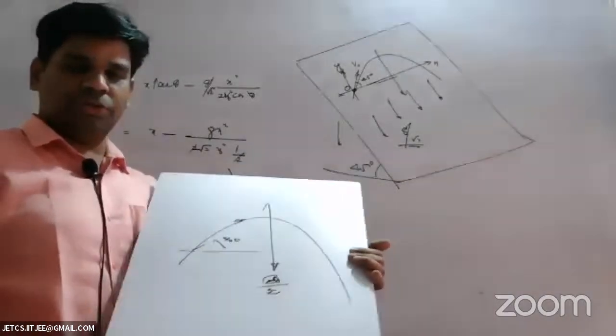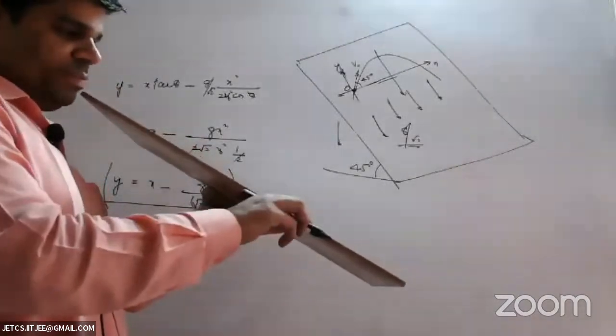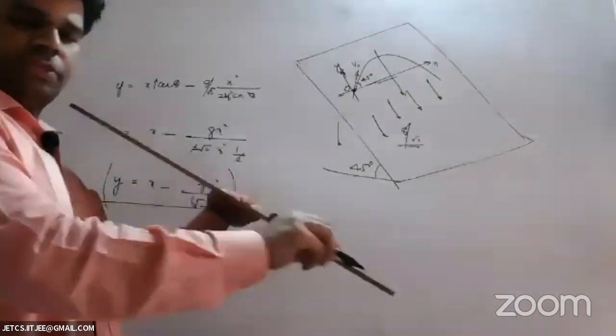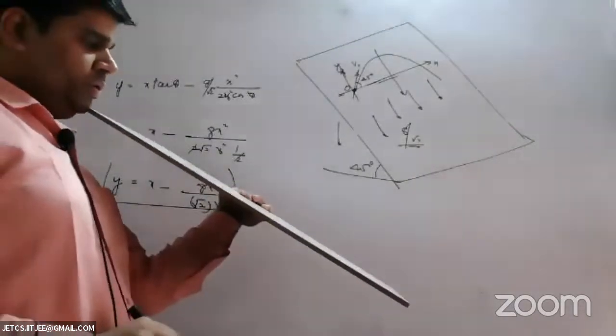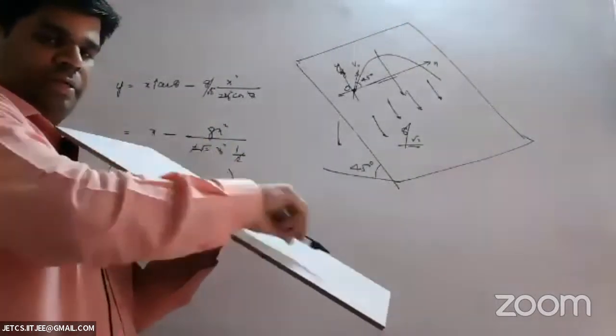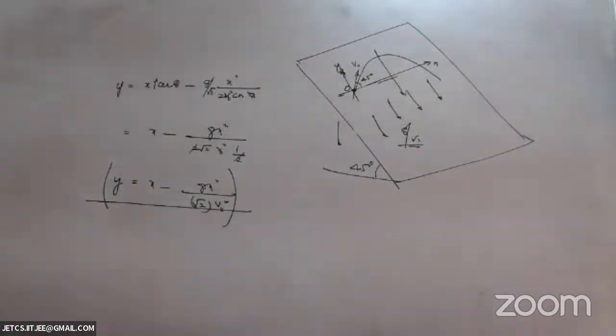Why is it g by root 2? Looking at the angle, g is downward. The component of g along the plane is g sine 45. Sine 45 is 1 by root 2. So g by root 2 is the acceleration down the plane, parallel to this line. So my parabola will have an axis parallel to this acceleration vector, which is down the plane.